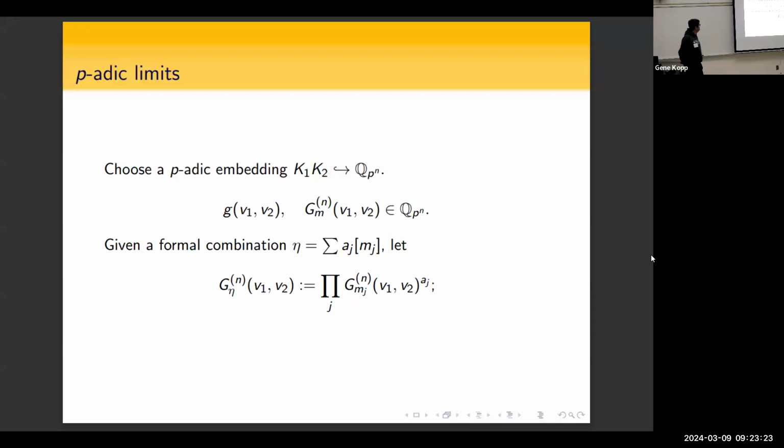And now, if I have any formal combination eta of integers, where these M_j are just positive integers and these a_j are positive or negative integers, so it's something in the formal Z-module generated by finite Z-linear combinations of positive integers, okay? Whenever I have one of these gadgets, I can define a G_eta,n by taking the corresponding product of the G_{M_j} to the power a_j. So I just package this eta into a multiplicative product of the G_{M_j} that I defined earlier.